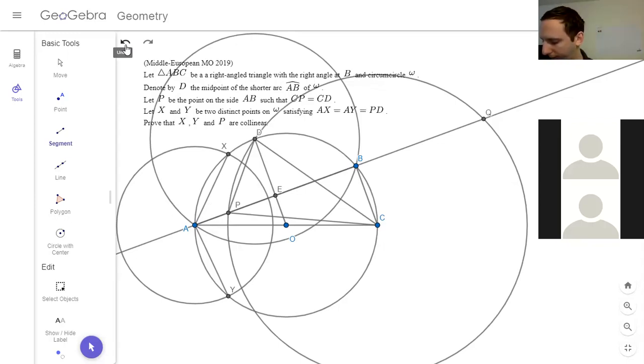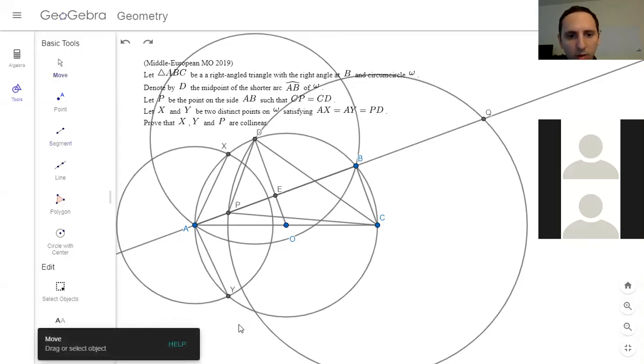Or yeah, let me rewrite some stuff. So P squared minus PA squared. We want to show PA squared minus AE squared, or PA squared plus AE squared, minus PE squared. I think I got a synthetic solution, but that's lengthy. But yeah, it's a proper synthetic solution.